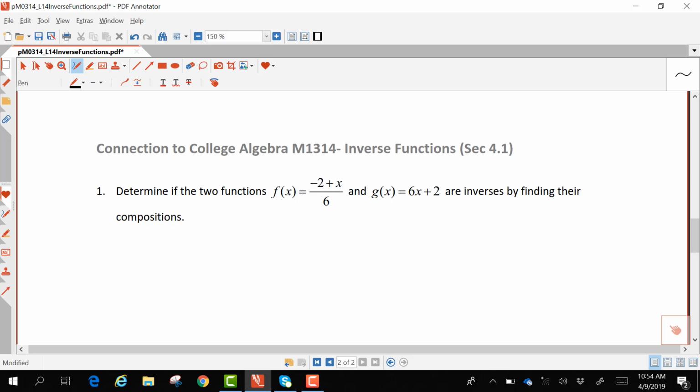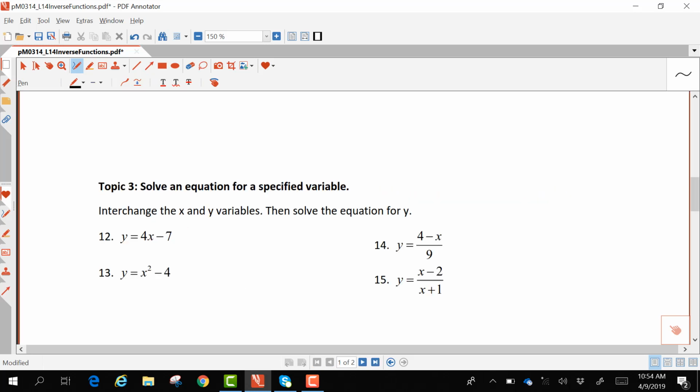Topic 3 questions us by asking us to solve the equation for a specific variable. Right now, looking at number 14, this one is solved for y because it says y equals. They're asking me to change it so it does not say y equals anymore, but to algebraically manipulate this until it says x equals.